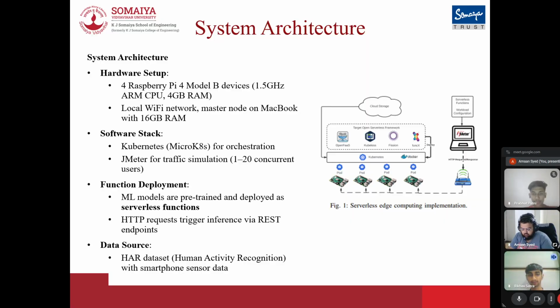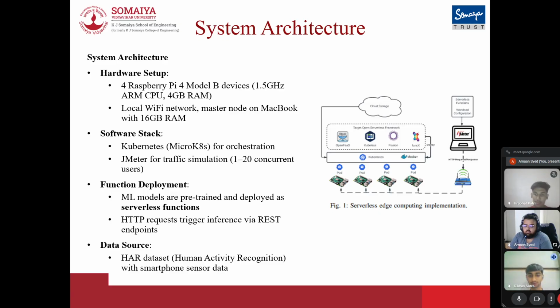So the experimental setup was designed to realistically emulate an edge computing environment. The test bed consisted of four Raspberry Pi 4 devices, each with a 1.5 gigahertz ARM quad core CPU and 4 GB RAM, connected over a local Wi-Fi network. A laptop running MicroK8s acted as a Kubernetes master node and also generated the test workload. Each of the four serverless frameworks, Kubeless, OpenFaaS, Fission, and FunkX, was deployed on the Raspberry Pi cluster, with each framework isolated in its own Kubernetes namespace to ensure fair comparison.